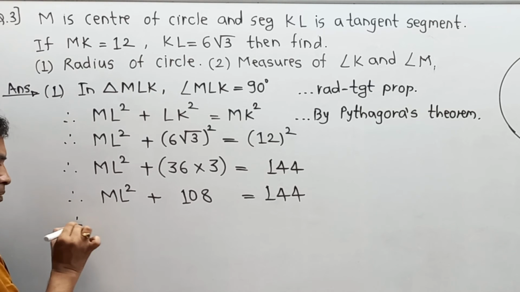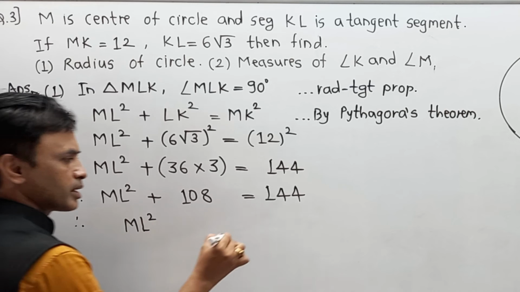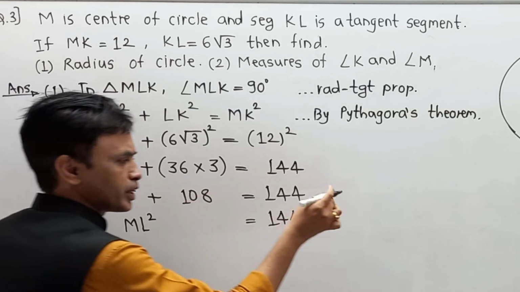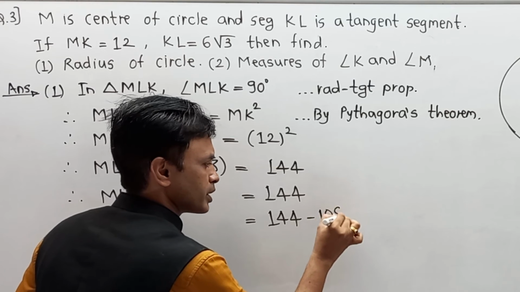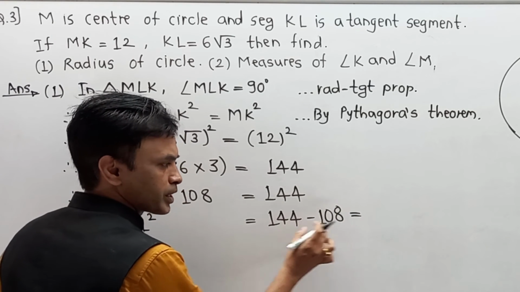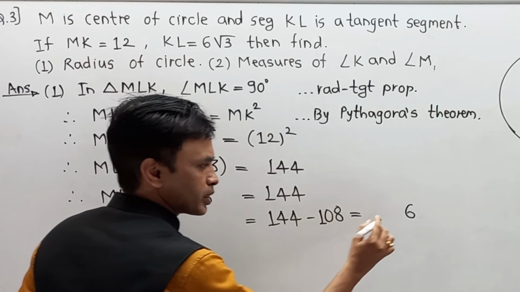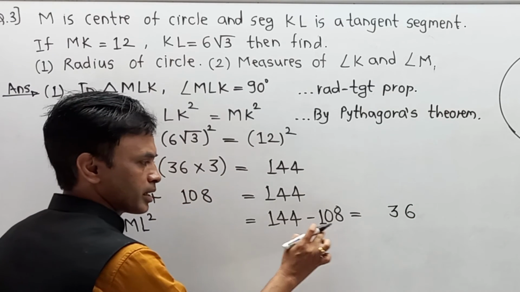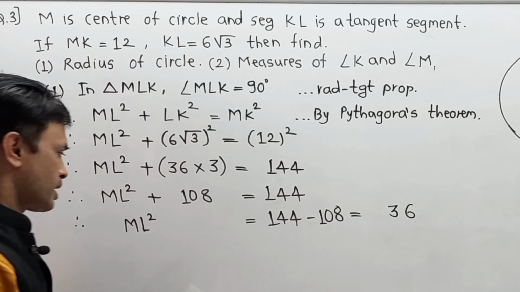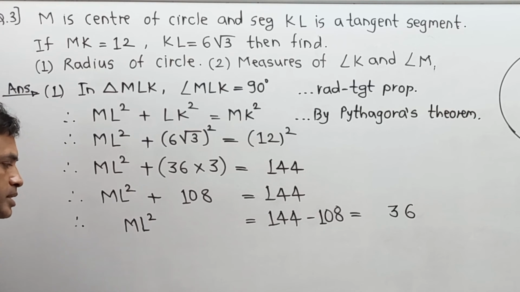Now ML square. Therefore, ML square is equal to 144, shifting 108 to that side, minus 108, and subtraction is 4 minus 8, or 14 minus 8 means 6, carry 1, 4 minus 1 means 3, again carry, and 1 minus 1 is 0. So, the part is ML square is equal to 36.